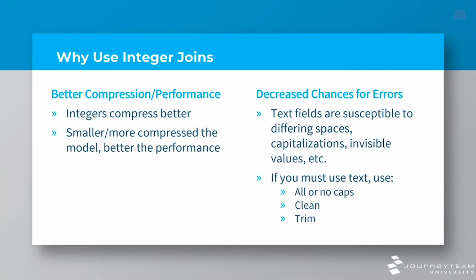If you do have to use text, in some cases you may have to, like a GUID, for example, those are text, for better or worse, and they're also really massive. If you can avoid GUIDs, do it. But if you have to use text, strongly suggest going into Power Query, and it's really easy to do these transformations. Make all of your text all or no caps, so you can completely eliminate that potential error, and then use the clean and the trim functions on your text columns prior to your joins.